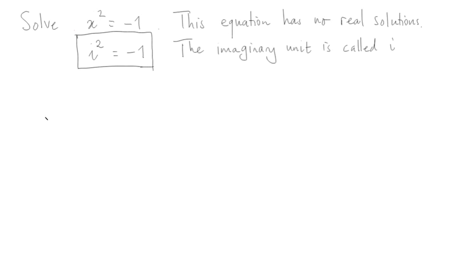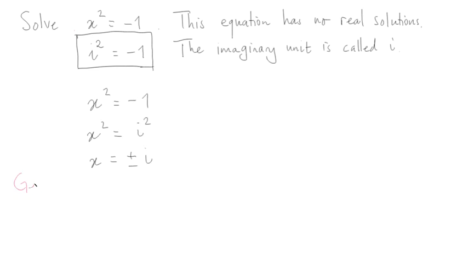So now, if we have x squared is equal to minus 1, then we can replace negative 1 by i squared, and we get x squared is equal to i squared. Then we take square roots on both sides, and we get x equals plus or minus i. This is the solution of the equation, and it is what's called a complex number.